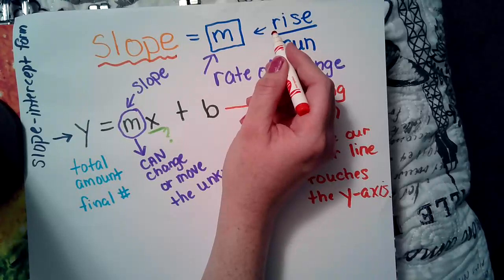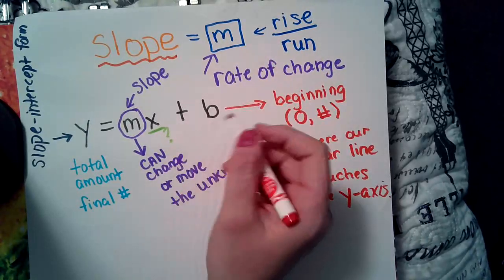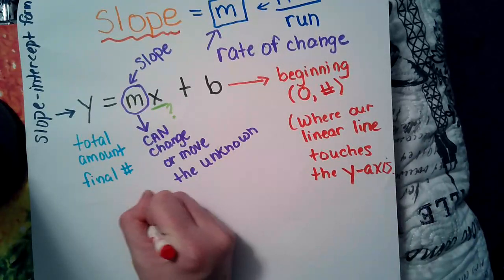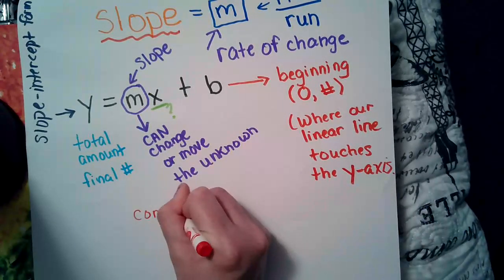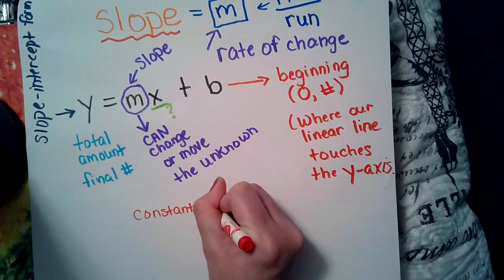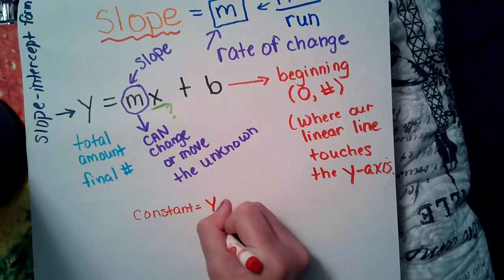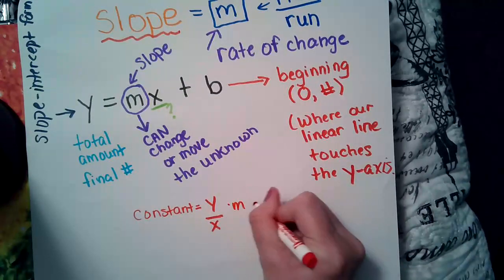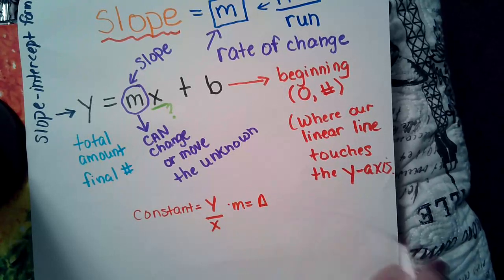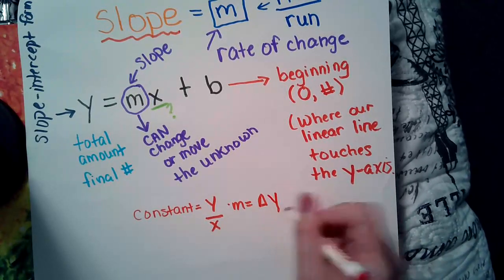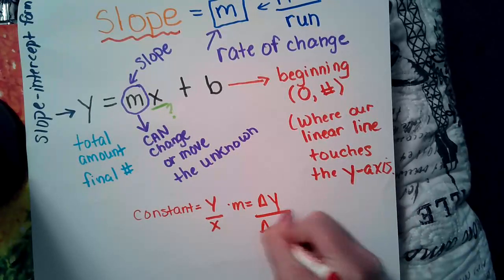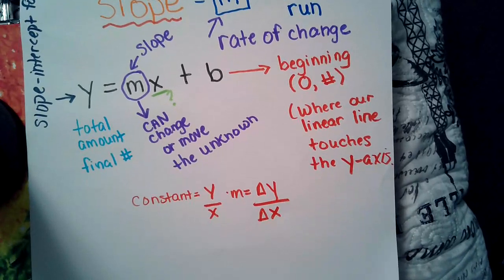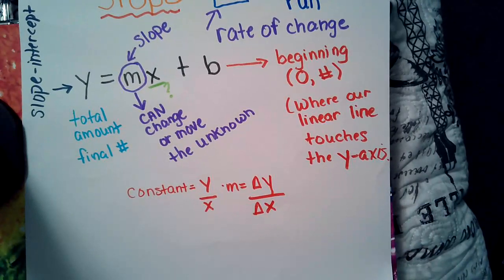And if you were looking at a graph, you guys know this as rise over run, or you also might know this as constant of proportionality is equal to y over x. And so we say that slope equals delta, which means change, of y divided by the change of x. Okay? Give you a second to write that down.